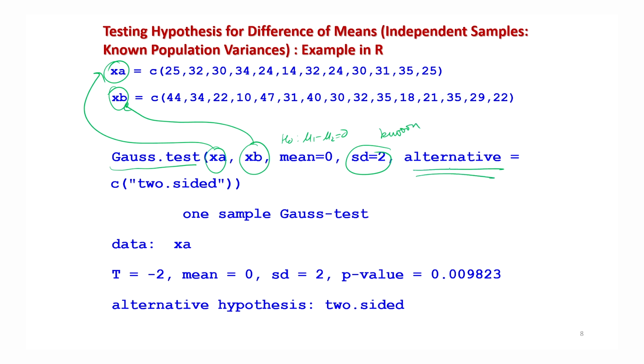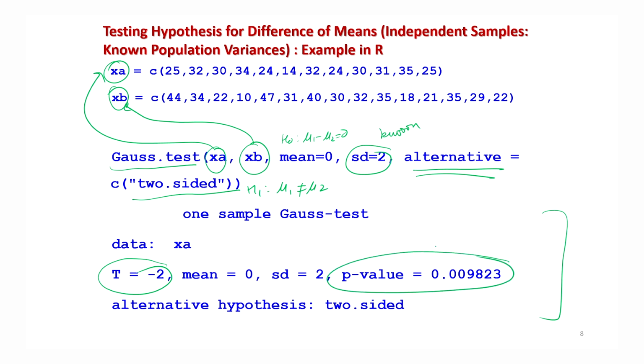For the alternative, I take two-sided, that is H1: mu1 is not equal to mu2, and this is the outcome you can see here. The test statistic comes out to be -2, and the p value comes out to be 0.009823. Now the rule is: suppose you have chosen the level of significance alpha to be 5%, then reject H naught if p is less than alpha.